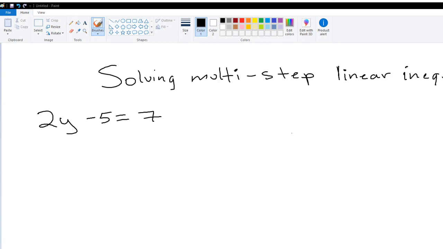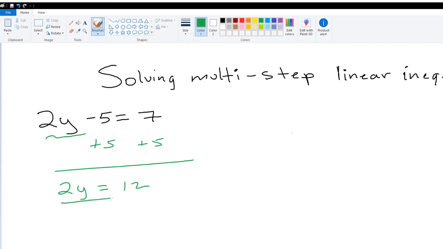Alright students, so in this lesson we are going to solve multi-step linear inequalities, and let us begin by solving this multi-step linear equation. To solve for y, I have to get the y by itself, so I must get rid of any other term next to the variable term here. So let's add 5 to both sides, and I end up with 2y is equal to 12. The inverse of multiplication, we know it's division, so I divide by 2 on both sides, and y equals 6.